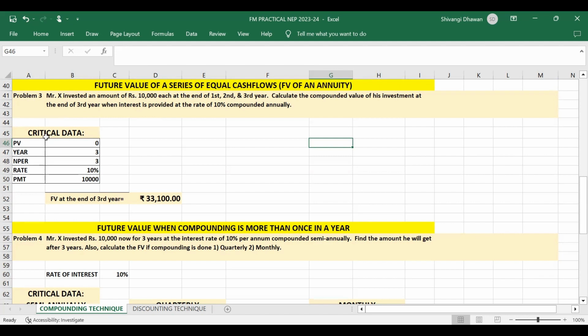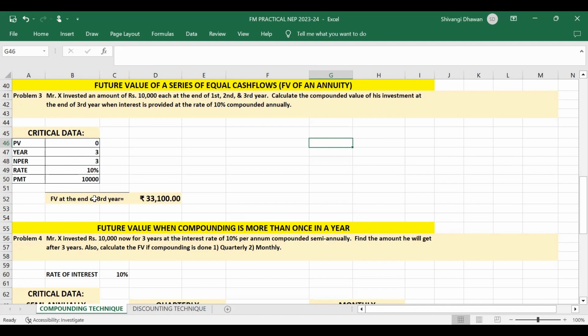And we have the critical data. So in order to solve that, we will write that first. The present value is 0. We don't know about it as it's the case of annuity. So we are having constant payments or constant investment. Year is 3, number of period is 3, rate is 10%, and payment is 10,000. That is the fixed amount which is recurred basically at equal time intervals.